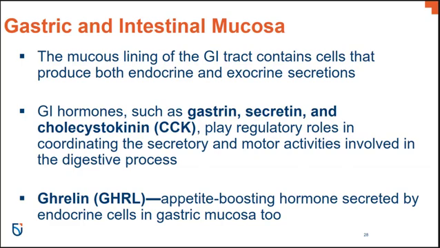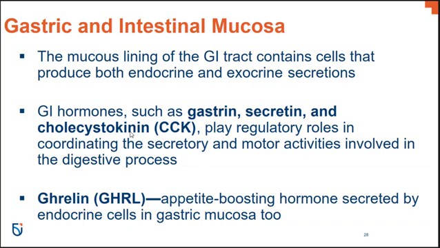Okay, on to a slightly different topic. The mucous lining of our gastrointestinal tract, very similar to the pancreas, contains cells that produce both endocrine and exocrine secretions. Gastrointestinal hormones such as gastrin, secretin, and cholecystokinin have an important regulatory role in coordinating the secretory and the motor activities that are involved in our digestive processes. Again, this will become much more important in the digestive unit.